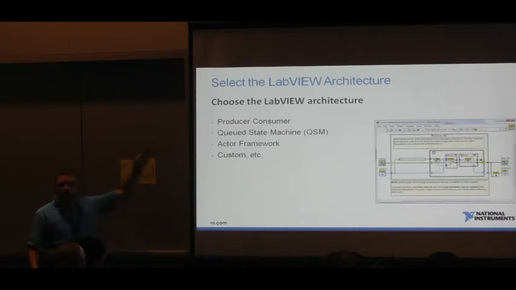So, you know, producer-consumer is fine. Queued state machine is very, very popular. You could also do a custom framework. I know some of you might use JKI state machine. The other thing that this does is by using an architecture that's quote unquote off the shelf, you're going to reduce your time to market. Why reinvent the wheel? Why do we have to do these things over and over? So keep that in mind.